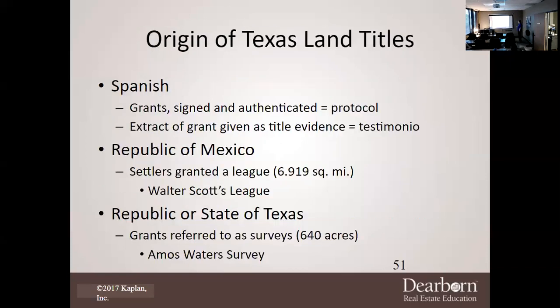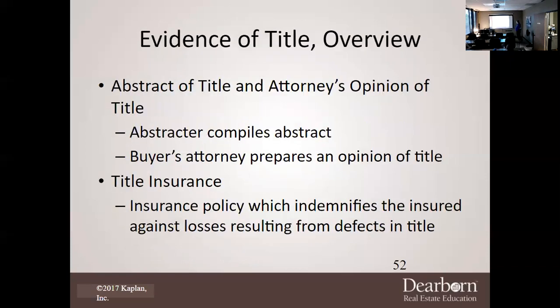Okay? So, the evidence of title, of course, there are two different types. There's what's called the abstract of title, and then there's the attorney's opinion of title, okay? The abstractor, that's what you could do on the side. An abstractor compiles the abstract, and a buyer's attorney prepares an opinion of title. While if they don't have their own personal attorney, they can use title insurance, and it's the insurance policy which then indemnifies the insured against losses resulting from the defect in title. Okay, so if they don't have an attorney on staff, they can use the title insurance to cover them.